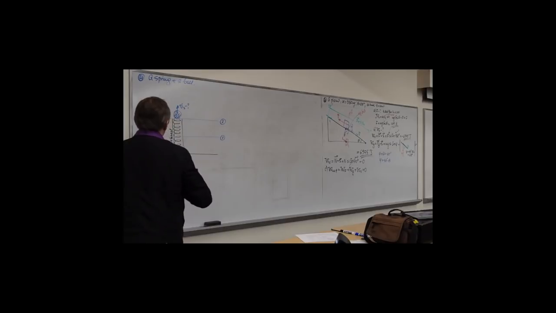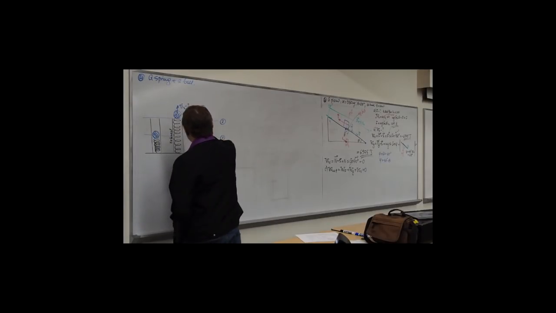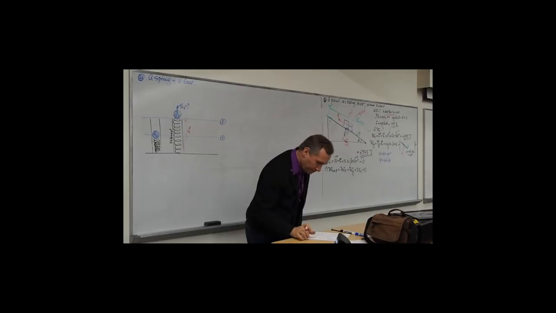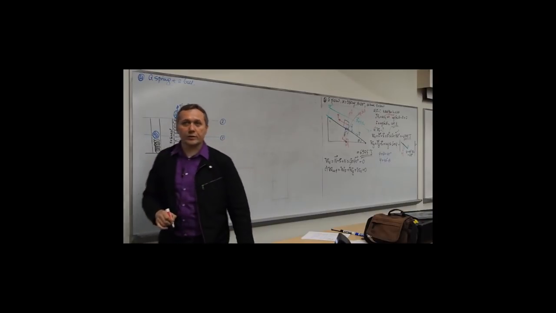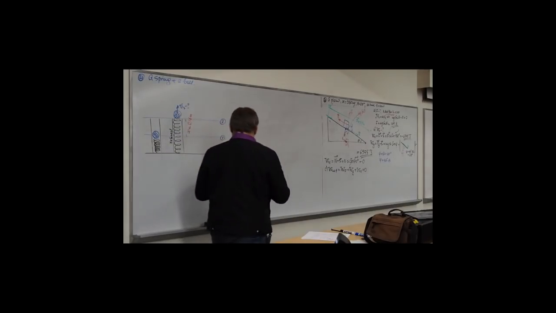So what else is given? The level of compression is given, right? So this is x, and I don't remember the number. 0.16 meters. Compression is given, x, because that is a distance from the equilibrium level. This is the equilibrium point, right?